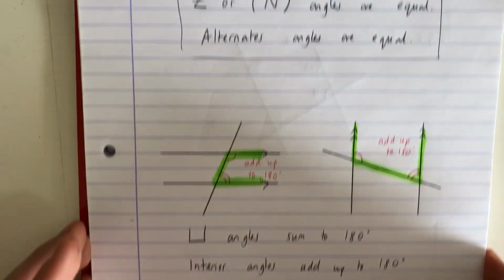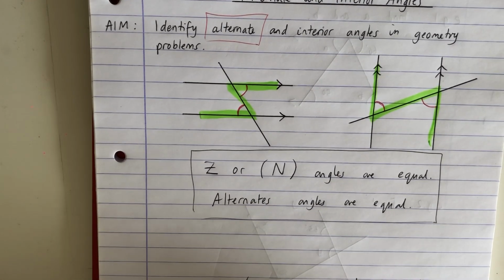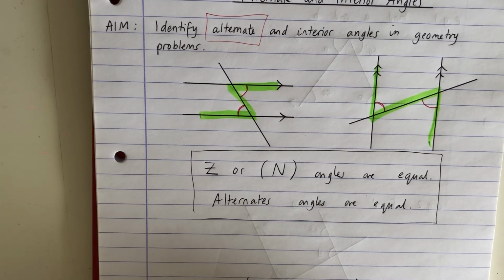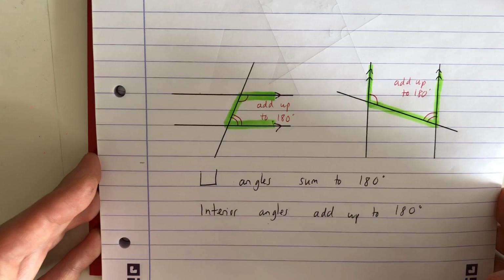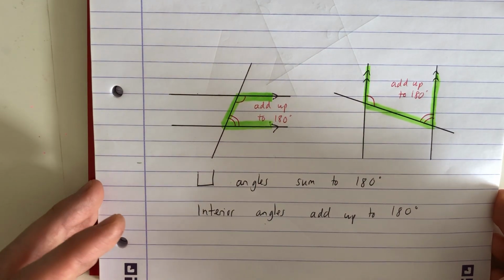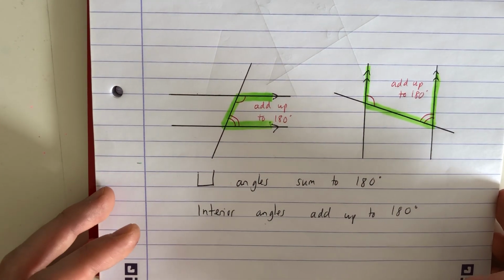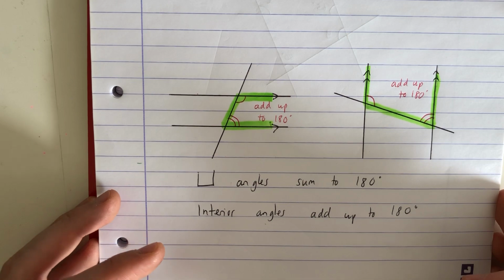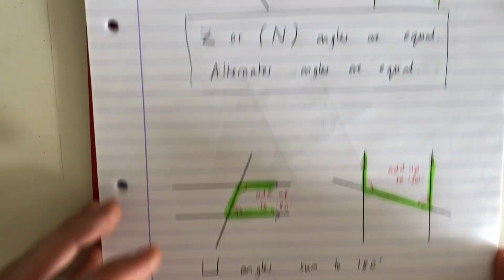Okay, so last lesson we did F angles. Today now you've got this Z shape or an N shape called alternate, but also the U shape called interior angles. And we have to know all three of those. Let's have a look at an example.